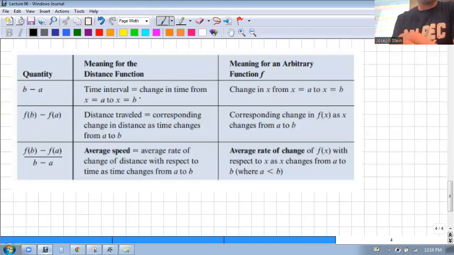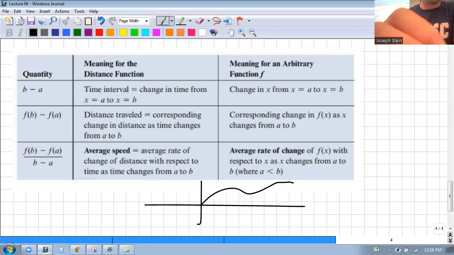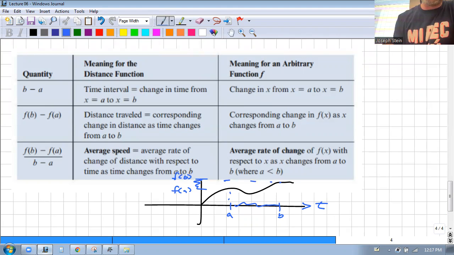So B minus A, that's your change in time interval. Again, I could draw a picture. I could pick an A and a B. So B minus A, if this is T, that's just a change in time, a time interval, all right? And then here's F of A, and up here is F of B. So F of B minus F of A is the change in the distance. So change in time, change in the distance traveled, and you put one over the other, that's your average speed over that interval from A to B.